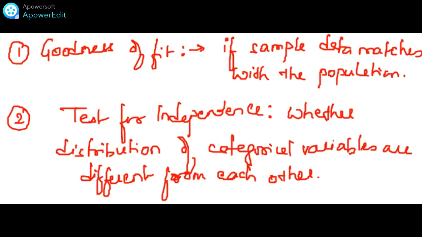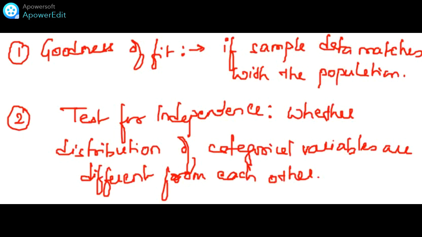This goodness of fit is a statistical hypothesis test, as already said. It is used to see how well the sample data matches with the population. In other words, how well your sample data represents the data you expect to find in the actual population. Whatever you are trying to find in the population, is it representing the same or not.